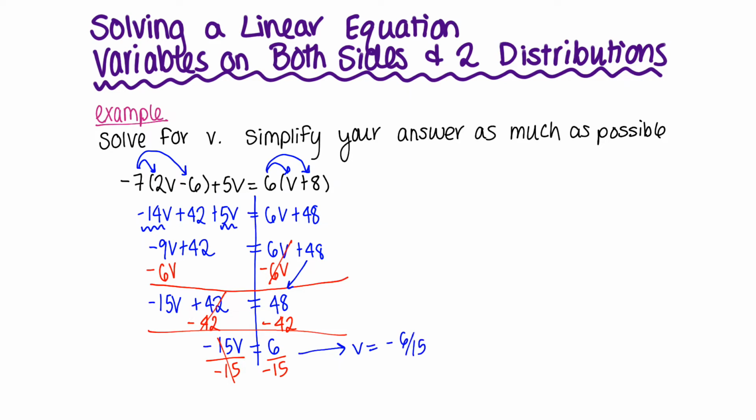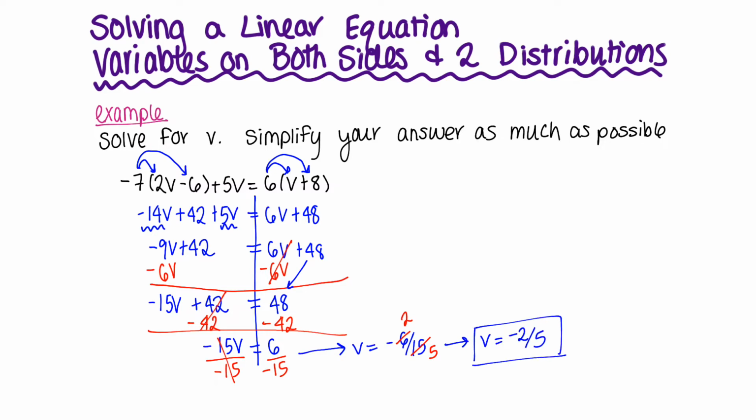This fraction can be simplified. You can ask your calculator to simplify it, or you could recognize that 6 and 15 have a shared factor of 3. So 6 divided by 3 will give you 2, and 15 divided by 3 will give you 5. So really, v is equal to negative 2/5.